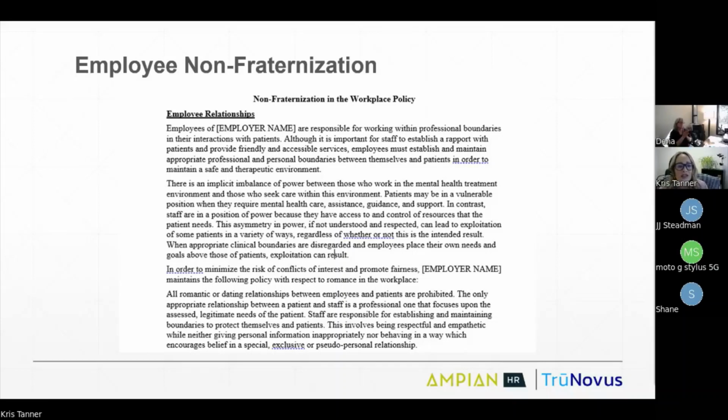Let me give this to you, and you know better than I do how important this issue is and how important that employees understand those boundaries.